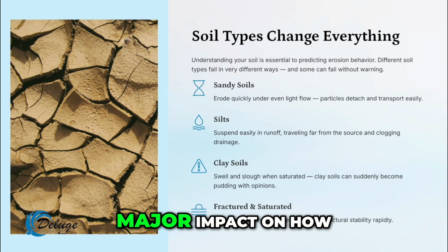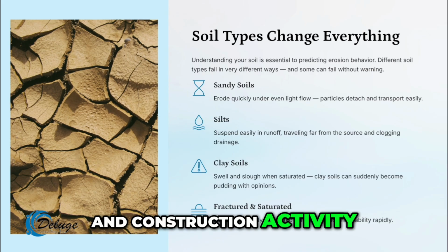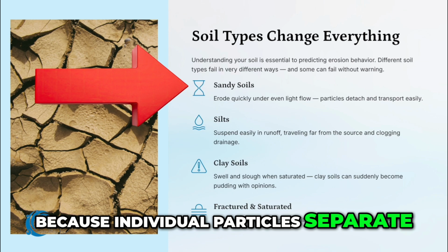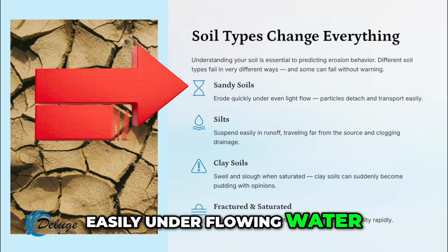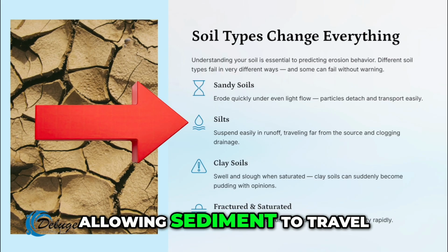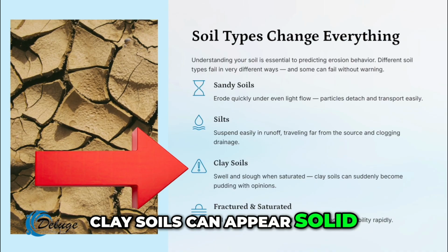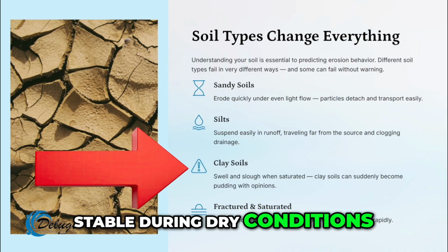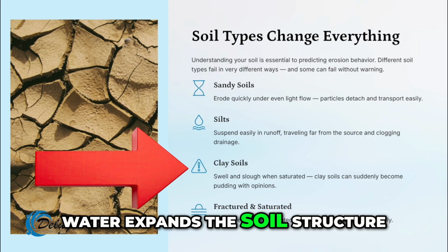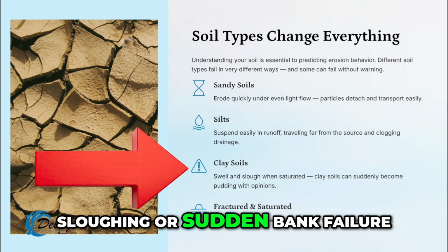Soil type has a major impact on how banks respond to rainfall, runoff, and construction activity. Sandy soils erode quickly because individual particles separate easily under flowing water. Silts suspend even faster, turning runoff cloudy and allowing sediment to travel long distances downstream. Clay soils can appear solid, stable during dry conditions, but saturation changes everything. Water expands the soil structure, increases weight, and often leads to sloughing or sudden bank failure.